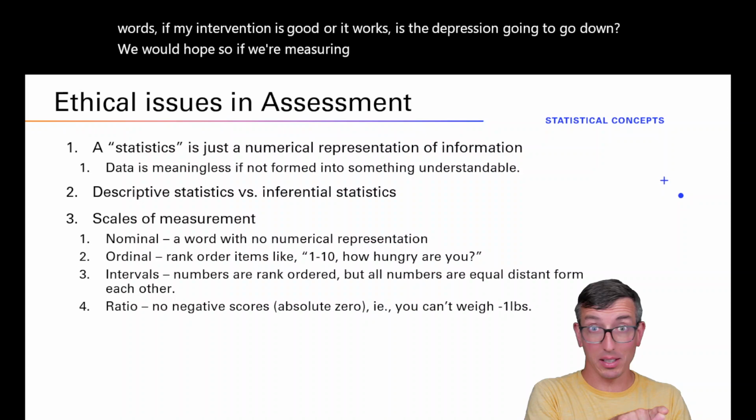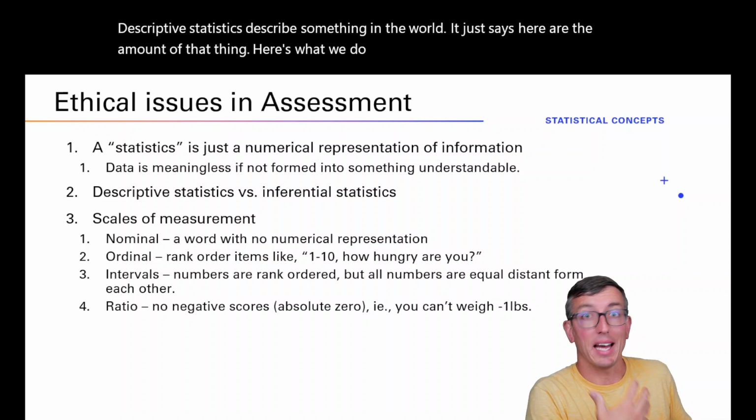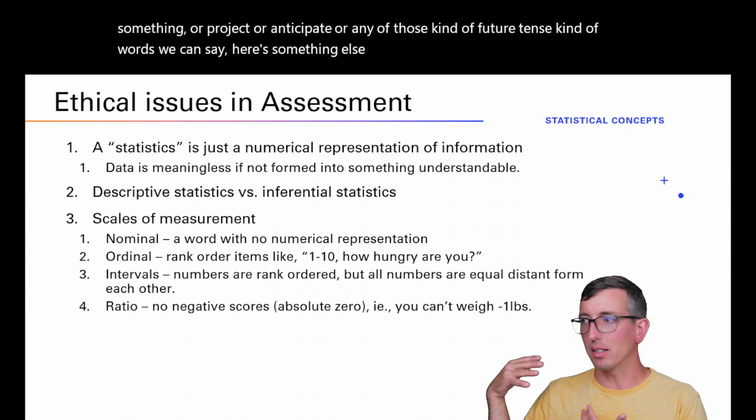So we're talking about lots of different stuff as it relates to descriptive statistics and inferential statistics. Excuse me, I'm going to say that word tons and probably trip over it. Descriptive statistics describes something in the world. It says, here's the amount of that thing, here's the average of that thing, here's how we can quantify and measure it. It's just describing something. Inferential statistics says, if we know a little bit about that thing, we can infer, project, or anticipate something, any of those future-tense words. We can say, here's something else we can understand about it.